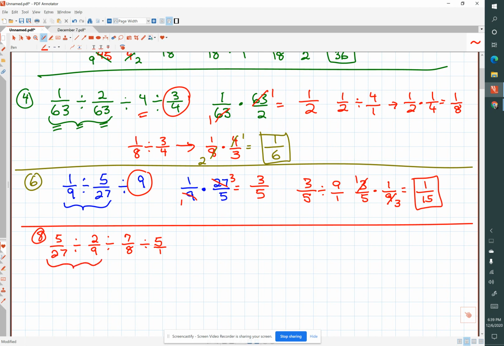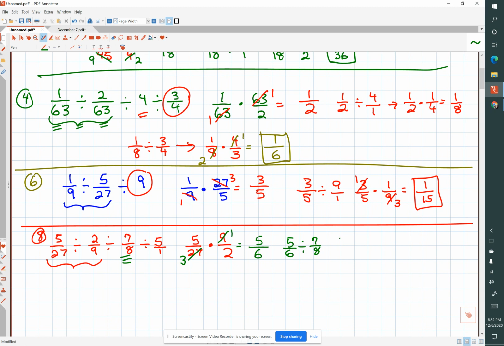We'll start with the first two fractions. 5/27 will multiply by the reciprocal, which is 9/5, or 9/2, excuse me. And we can simplify. 9 divided by 9 is 1. 27 divided by 9 is 3. 5 times 1 is 5. 3 times 2 is 6. Now we're going to take the 5/6 and we're going to divide it by the next number, which is 7/8.